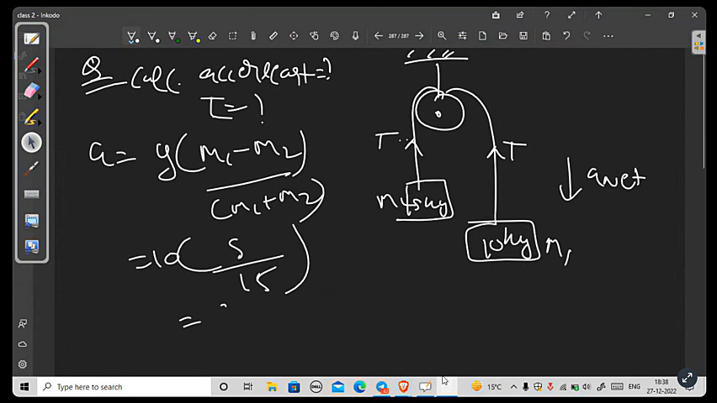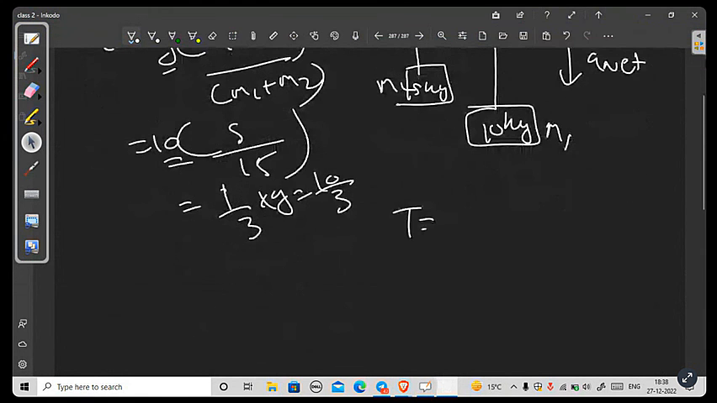5 upon 15, which is 1 by 3. 1 by 3 into g. Okay, so 10 by 3. If I take the value of g as 10, then 10 by 3. This is your acceleration, 10 by 3. Here if you take the value of g as 9.8, then 9.8 by 3.